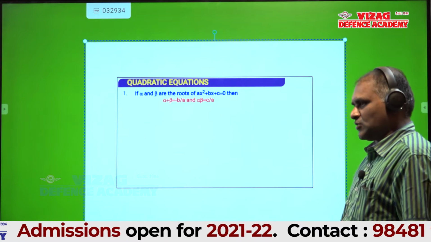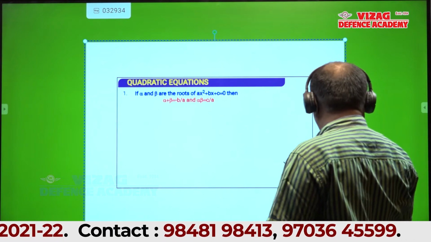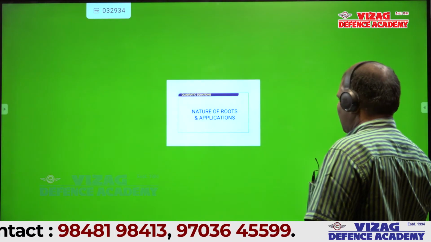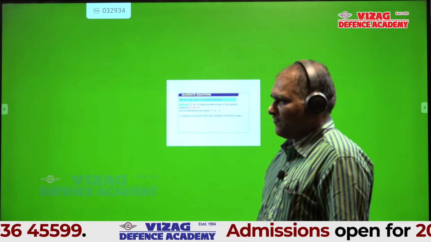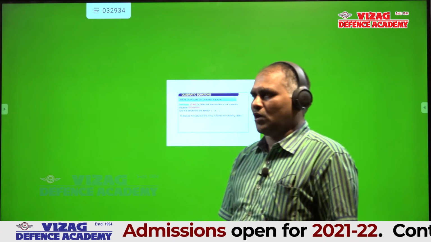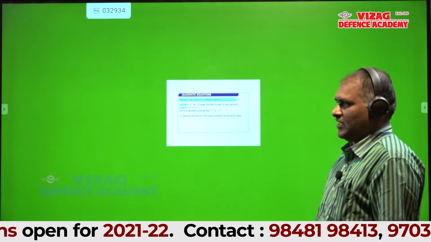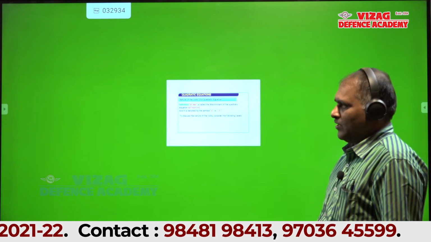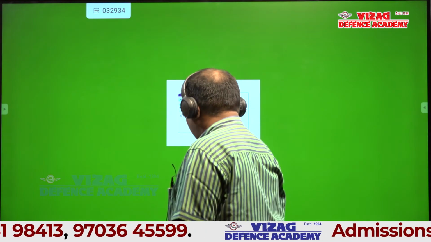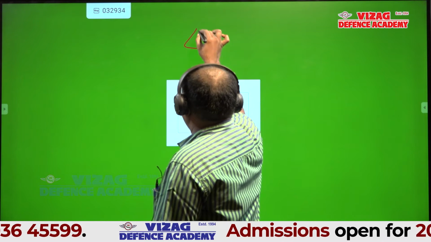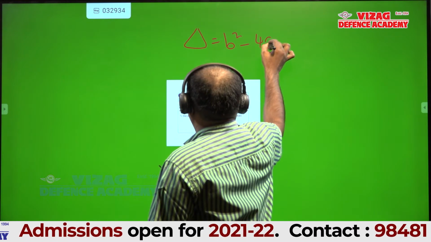Some results are also explained in this one. Listen. Here observe the nature of the roots. b square minus 4ac is called the discriminant. Here delta is equal to b square minus 4ac.